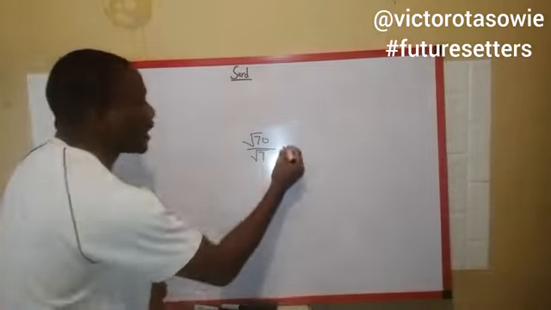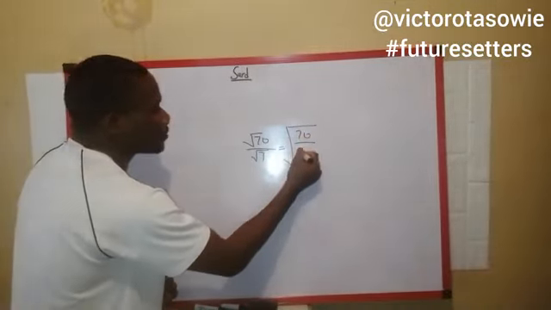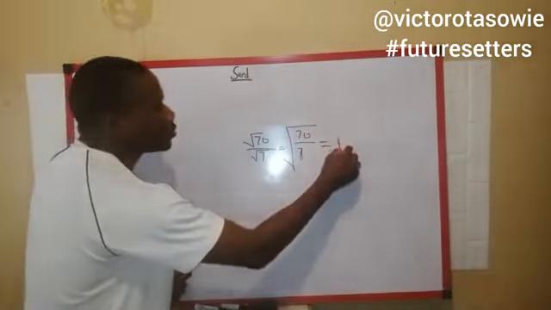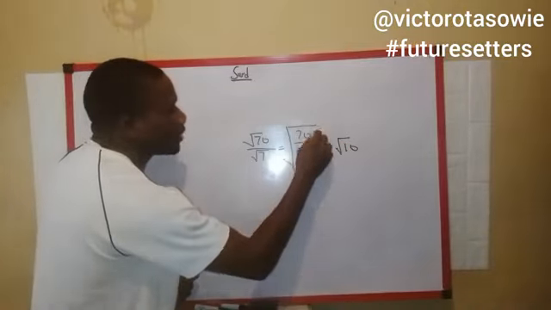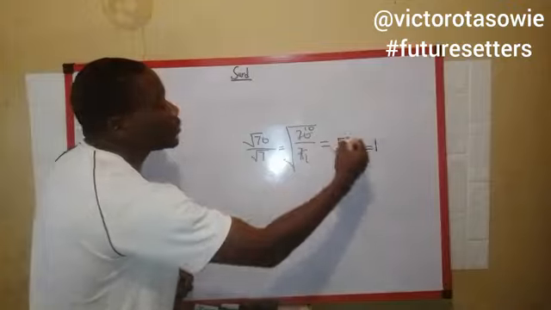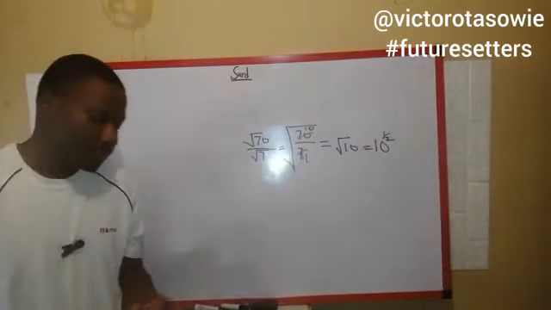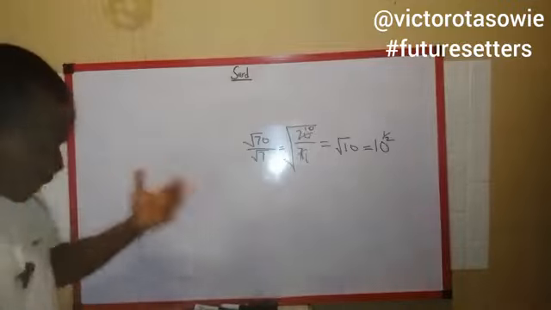So I told them we can just open the square root to become 70 over 7. And this is root 10, because 7 here 1, 7 here 10. So we now have root 10. And I said any number that has to do with square root is 10 raised to power what? Half. So this was how we analyzed the particular question that day.